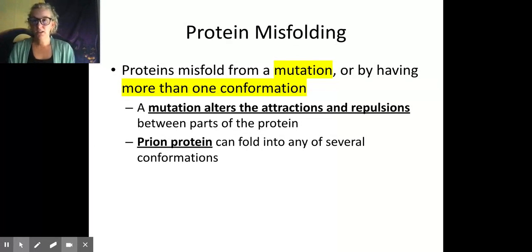Now, what we're going to look at in one of our Edpuzzles is all about prions, and a prion protein can fold into any of several conformations. What we're going to learn about prions is they're very much susceptible to mutations. And we're going to learn about how they can cause diseases that are very harmful and deadly to the body.